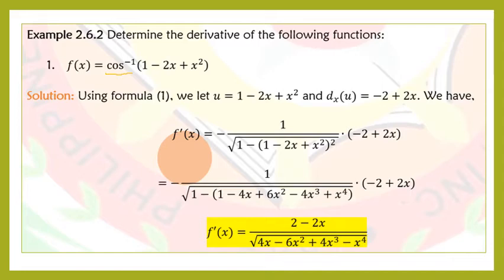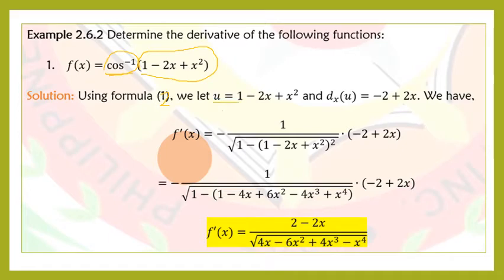So, using formula 2, this is not formula 1, this is formula 2, kasi cosine inverse man, we let u is equal to 1 minus 2x plus x squared. So, pag nakita ninyo, class, yung function na yan, right after the inverse trigonometric function, yun na yung ilalagay ninyo na u. Kasi yun man yung function na kasama ni inverse trigonometric function. So, we let u is equal to 1 minus 2x plus x squared.